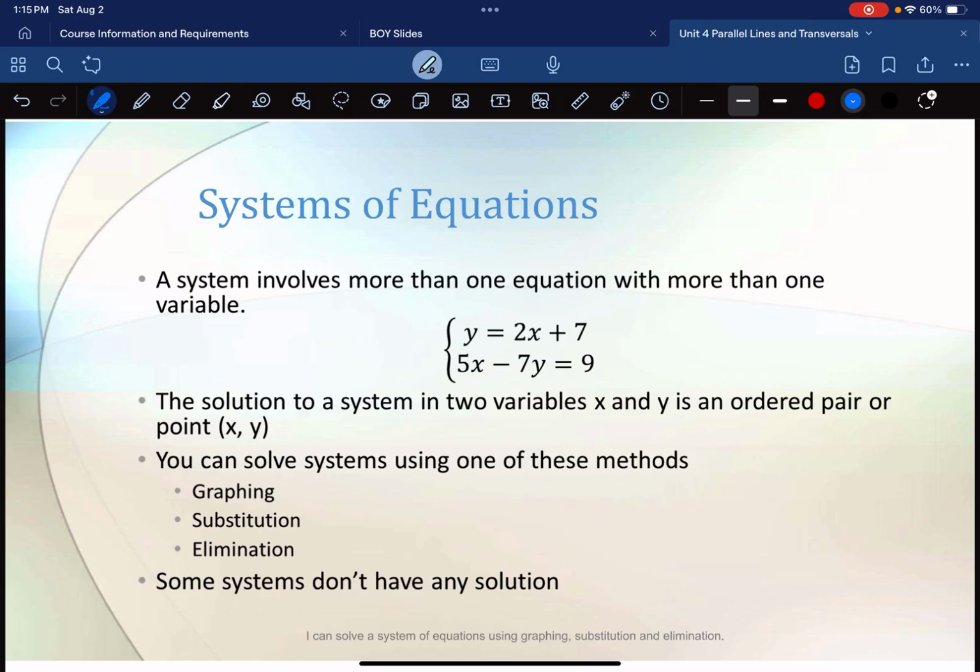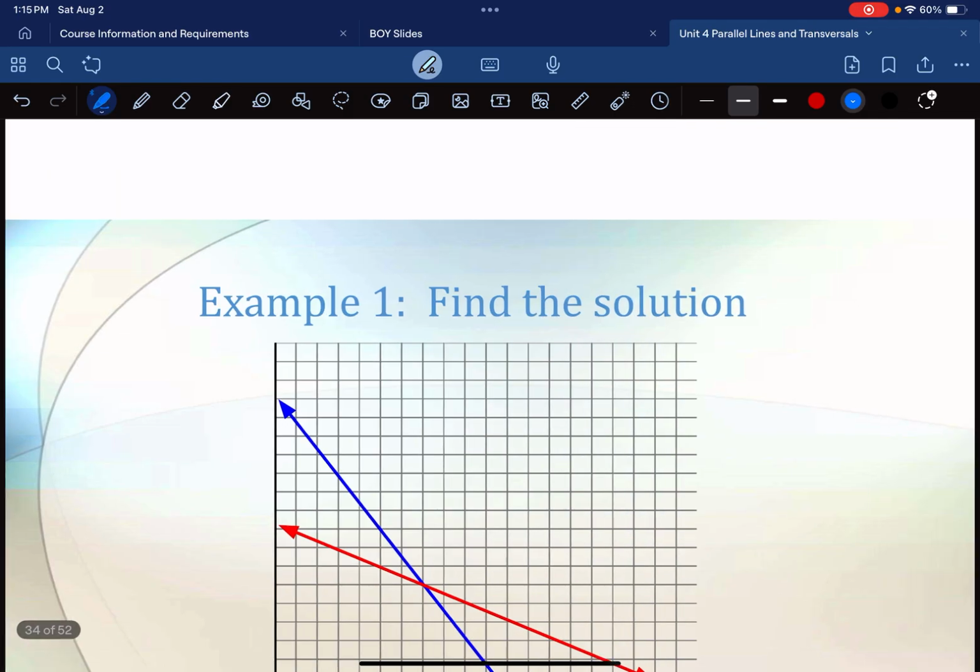But the solution to a system in two variables, x and y, is an ordered pair. We're looking for a point x, y, that when we plug them into these two equations, it makes both equations true. And that's what the solution does. It makes the equations true, both of them. So you can solve systems using one of these methods. We could graph, we could use substitution or elimination. And it's important to remember that some systems don't have any solution at all. Some are going to have multiple solutions. So there's a variance there, all right?